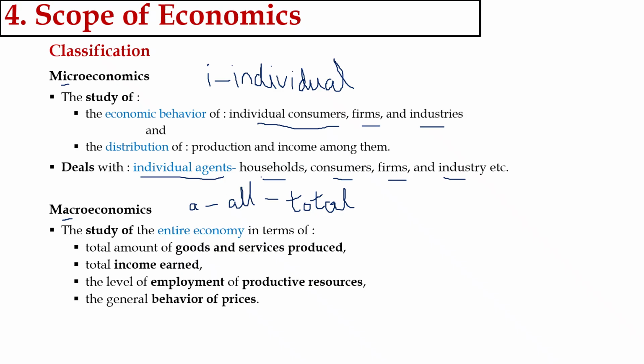It is nothing but the total amount of goods and services produced in a country, the total income earned by all the people in the country, the level of employment of productive resources, meaning the total number of people who have jobs, and the general behavior of prices in the entire country. So in brief, I repeat again, microeconomics deals with individual, macroeconomics deals with total or the whole economy.